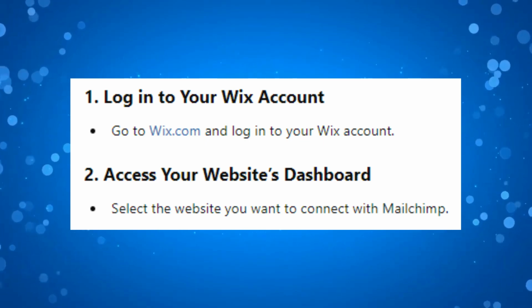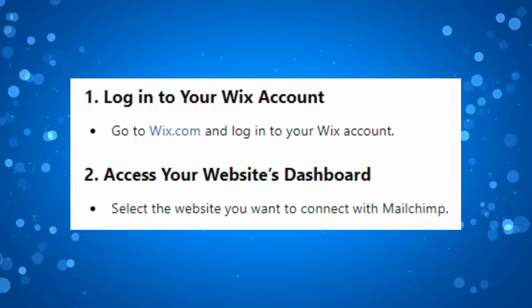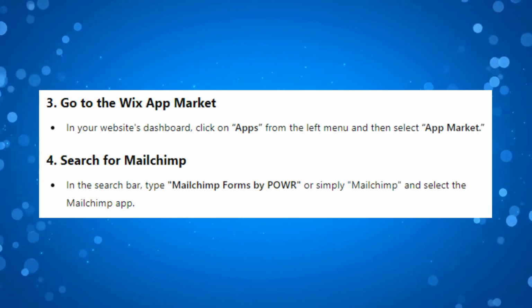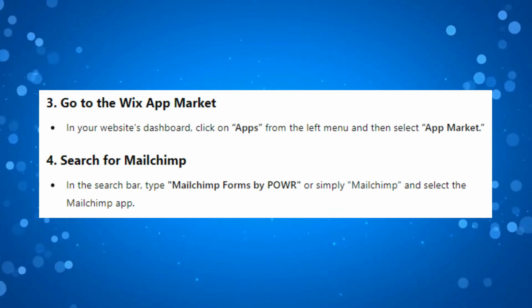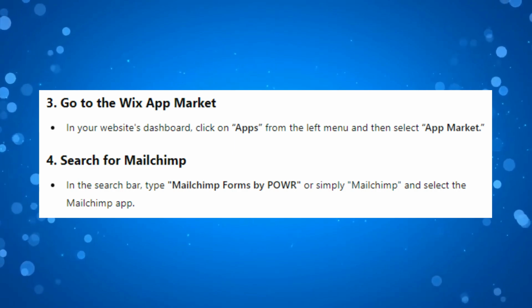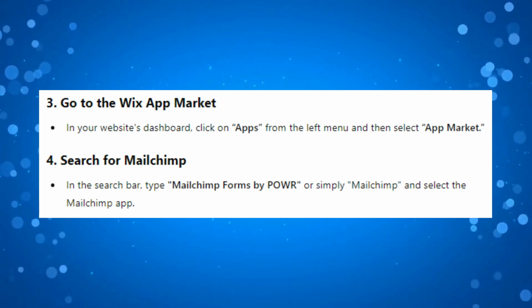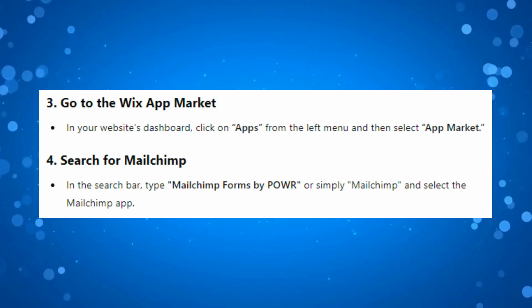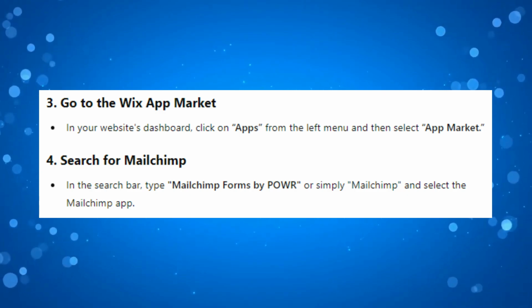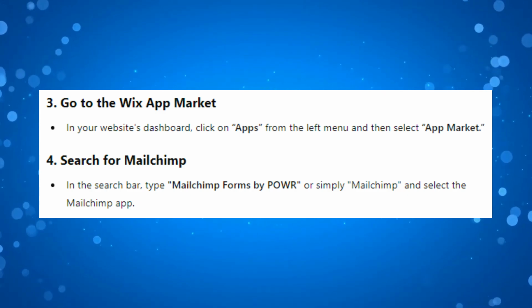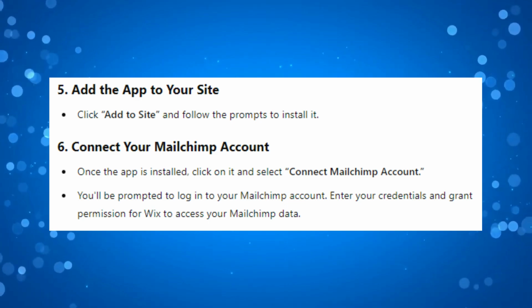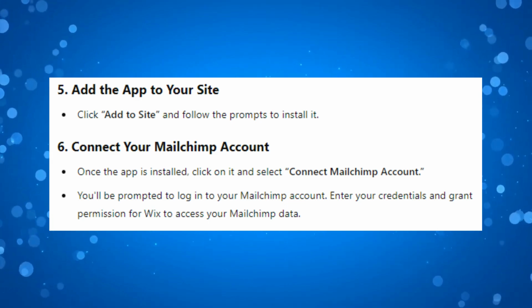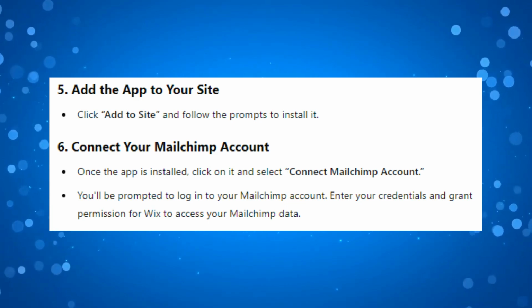After doing this, what you need to do is select the website that you want to connect with Mailchimp. And in your website's dashboard, click onto Apps from the left-hand menu and then select App Market. What you can now do is use the search bar and type Mailchimp Forms by POWR or simply Mailchimp and select the Mailchimp app. Next, go ahead and click onto Add to Site and follow the prompts to install this onto your website.